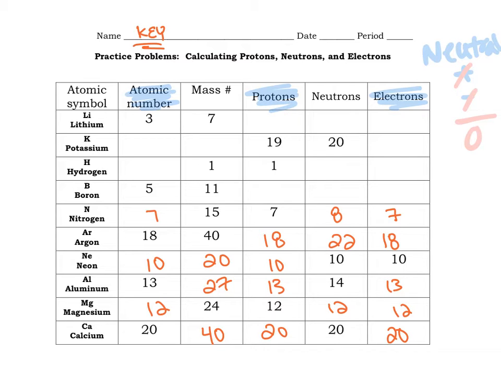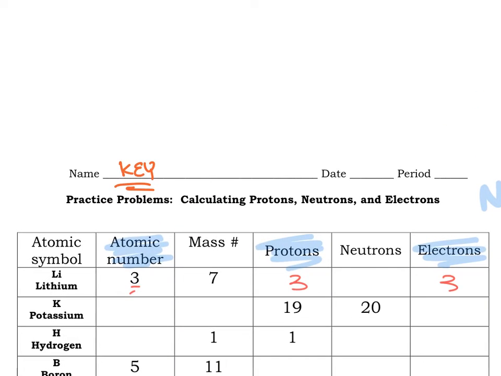So the very first thing you should know is that when I see an atomic number of 3 for lithium, instantly I know that it's 3 for protons, 3 for electrons. When neutrons is blank, I'm going to try to solve for my number of neutrons by taking my mass number and subtracting my number of protons or my atomic number. So 7 minus 3 is going to give me 4.